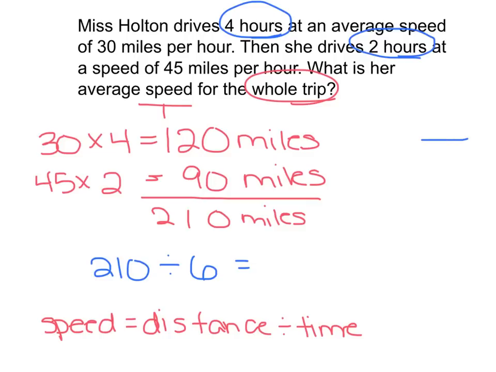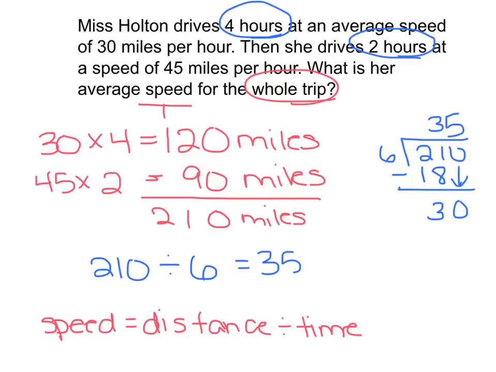Do our division on this side over here. 6 goes into 21 3 times, which is 18. Subtract that and we would get 3. Bring down the 0. 6 goes into 30 5 times. So our answer is 35. So my average speed for the whole entire trip would be 35 miles per hour.